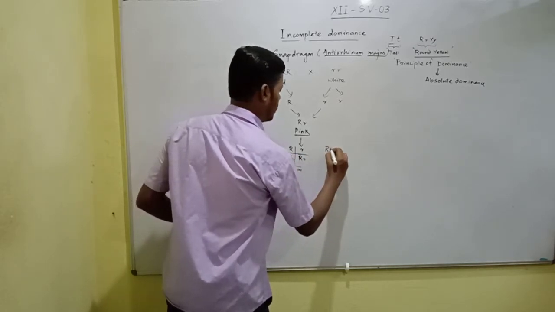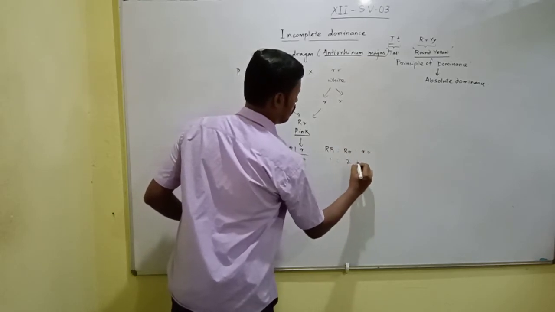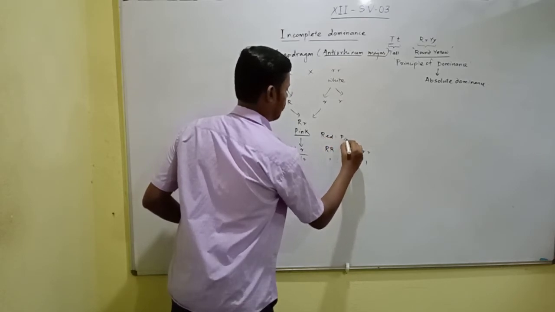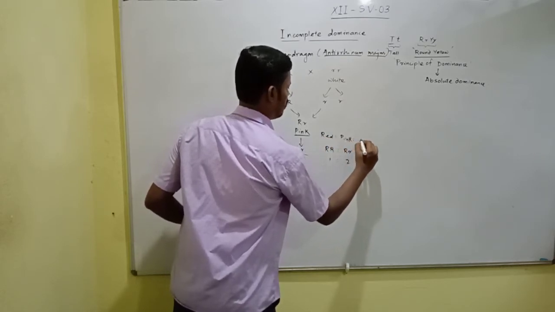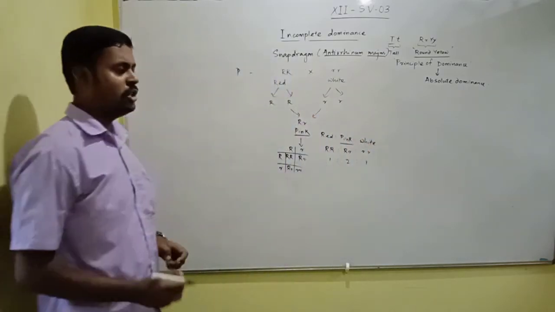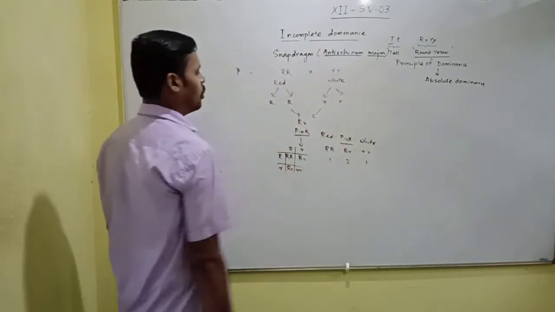But when it was studied, it was a 1:2:1 genotypic ratio. Simultaneously, the phenotypic ratio was also the same, but with a different intermediate phenotype. The middle one is pink color. It is due to incomplete dominance.